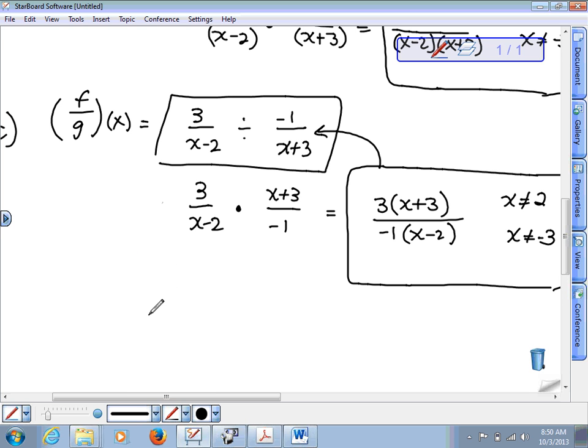Okay, let's go on. I know there wasn't a ton of practice with adding, subtracting, multiplying, and dividing, but you guys feel okay about it? Let's go to composition.